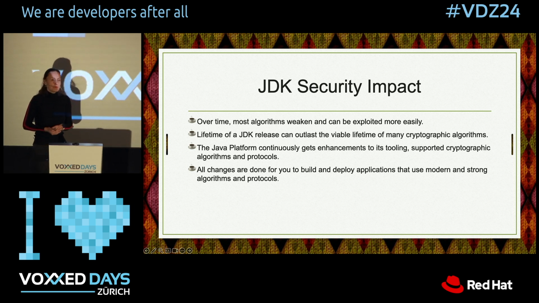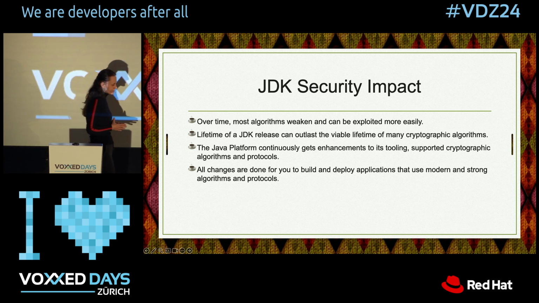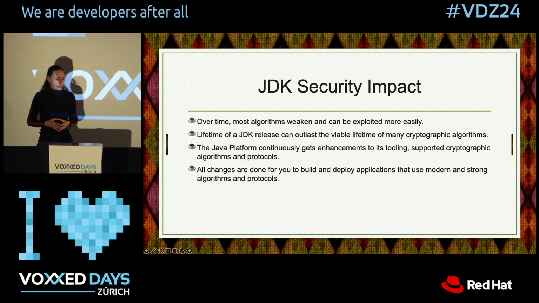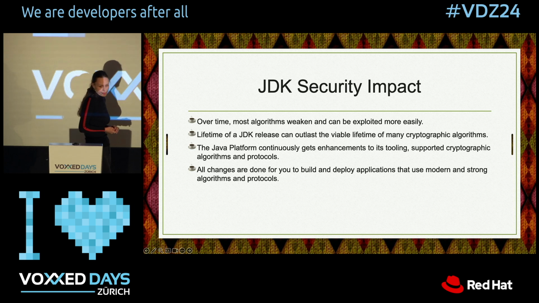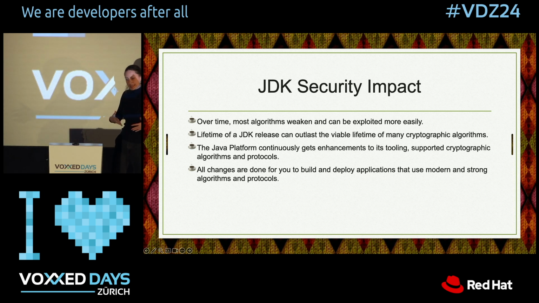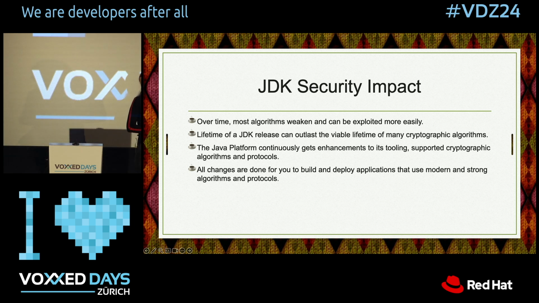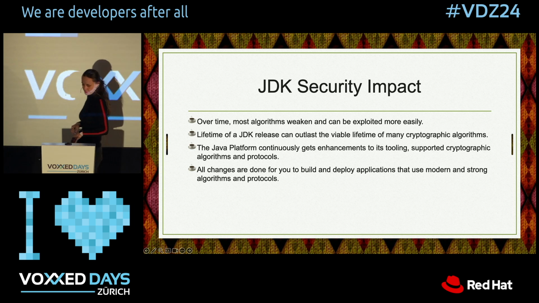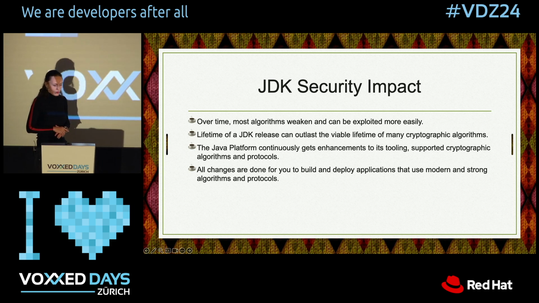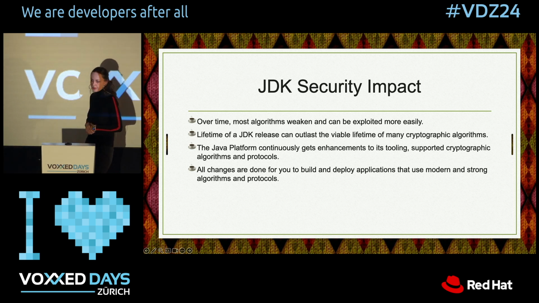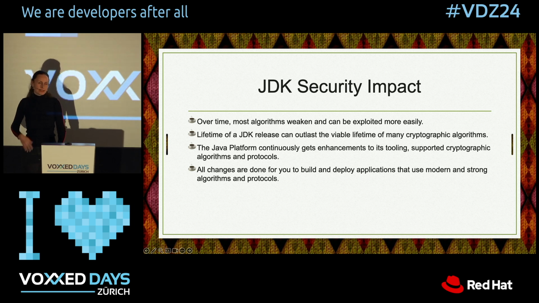So over time, many of the security algorithms that exist in the JDK become vulnerable and can be exploited more easily. The idea is, with every release, to update the platform and have changes in there so that you can safely build and deploy your applications using modern and strong cryptographic algorithms and many more. This is the overall goal, this is the impact of the JDK security, and the talk is going to try to address what happened from 17 up to 21 significantly.